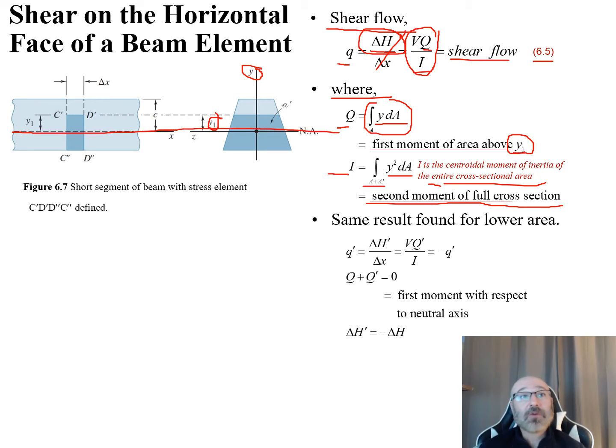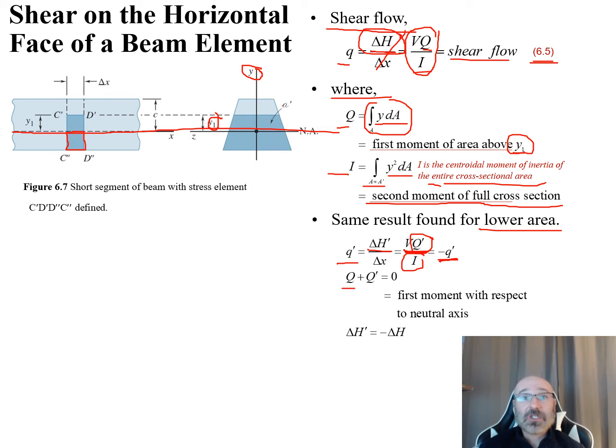Now what if we want to deal with down here, where we have our C double prime, D double prime area? Well, we can do the same type of result for the lower area we're interested in, below our neutral axis. Now instead of our 6.5, we can rearrange this, and lowercase q prime is equal to delta h prime over delta x, which then goes into V. We can see our shear force V times our capital Q prime over our I is going to be equal to a negative q prime.